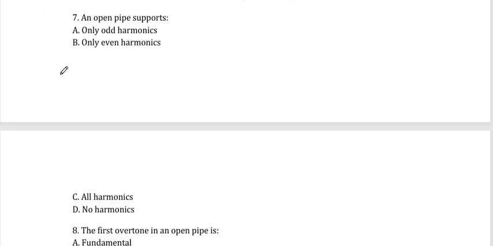That leads us to number 7. It says an open pipe supports odd harmonics only, even harmonics only, all harmonics, or no harmonics. The overtone of an open pipe, Fn, is the same as the overtone of a string. It is n plus 1 times F naught, where F naught is the fundamental frequency. So if I want to find F1, it's going to be 1 plus 1 times F naught, that means 2 F naught.